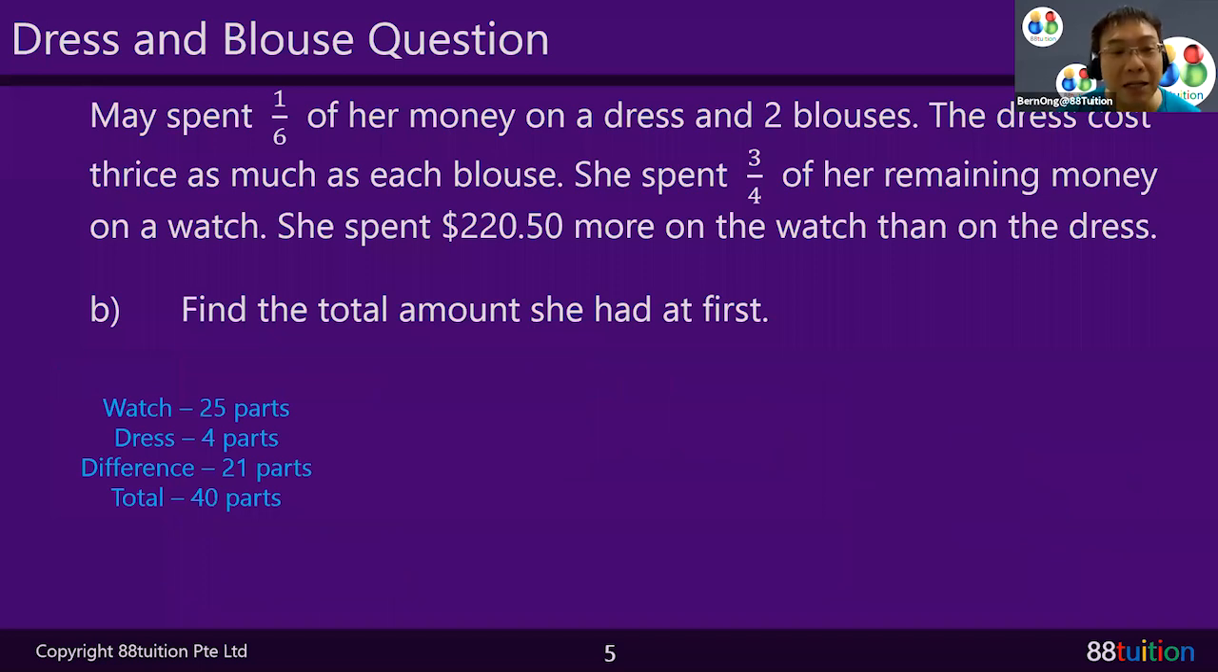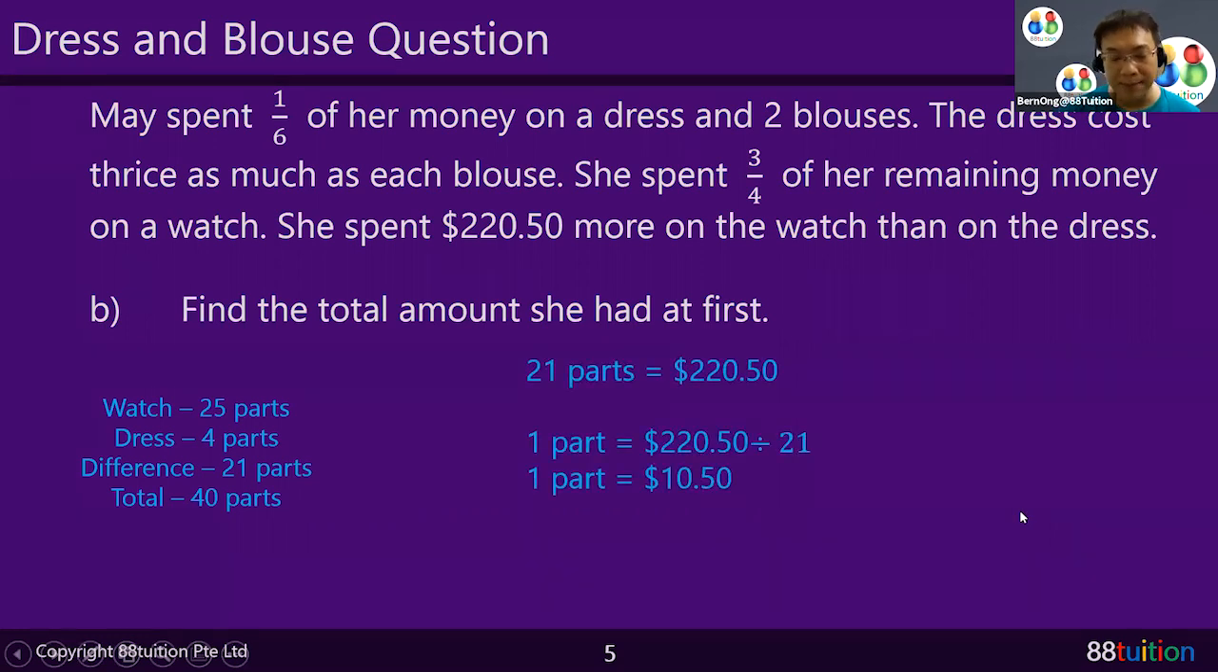Now you execute. Look at the clue. She spent $220.50 more on the watch than on the dress. Look at the parts. She spent 25 parts on the watch, 4 parts on the dress, right? Is it true that she spent more on the watch? Yes. How much more? 25 minus 4 is 21 parts more. 21 parts more is the same as $220.50 more on the watch. So you can make a comparison that 21 parts is equal to $220.50.